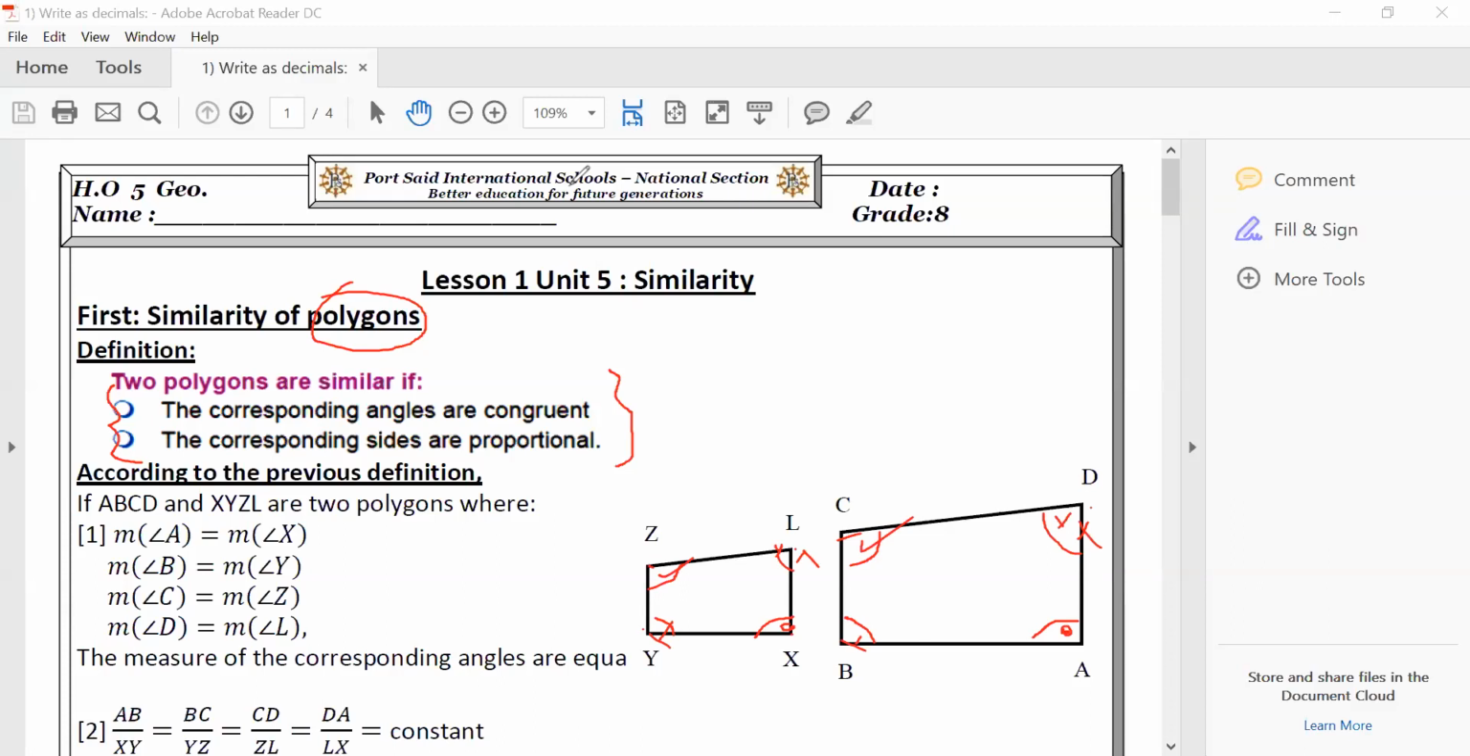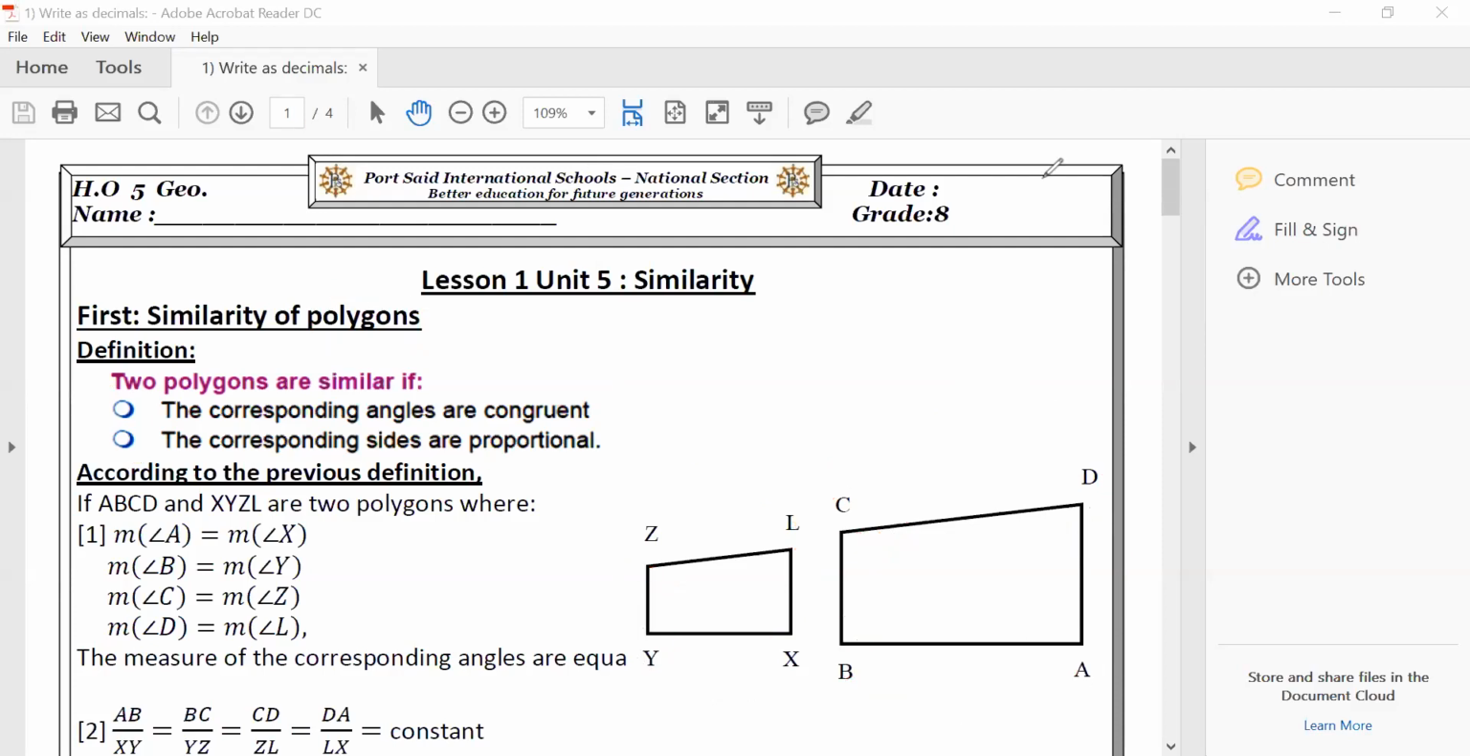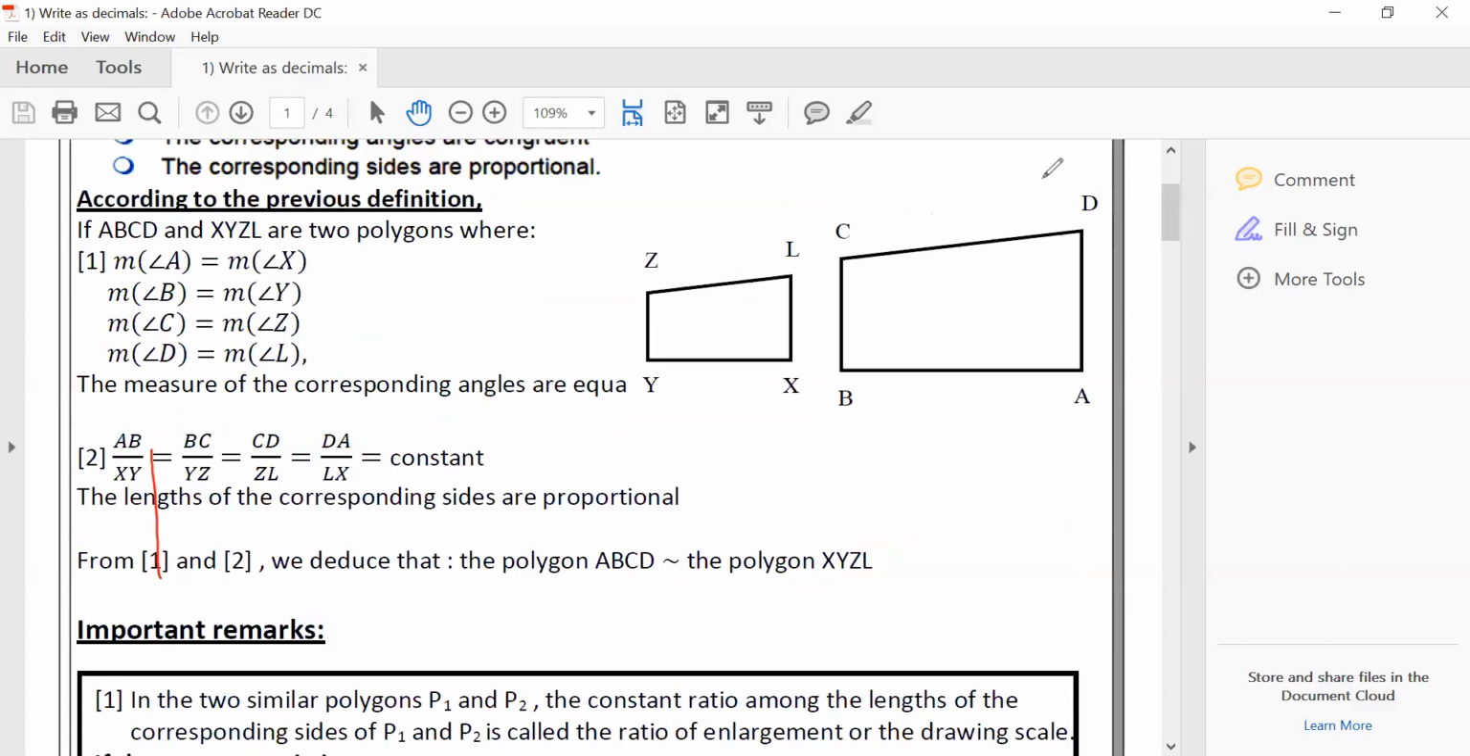Is this enough? If I find two polygons, with four angles, or five if it is a pentagon, or a hexagon, is it enough that the angles in one equal the angles in the other to be similar? No, it's not enough. The second condition must be verified also. What is the second condition? The second condition says that the corresponding sides must be proportional.